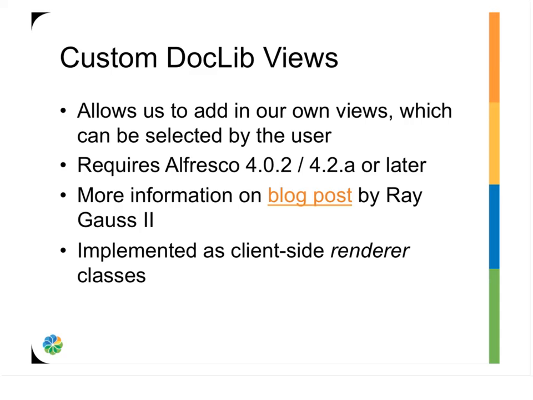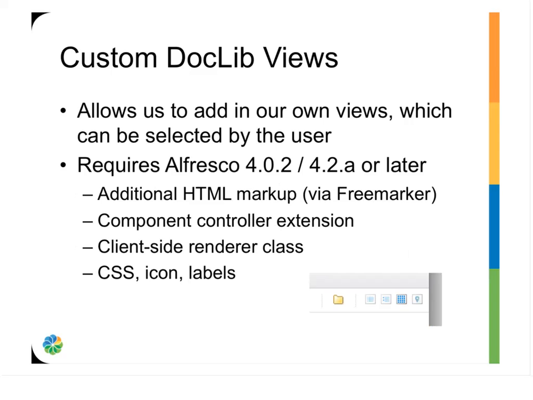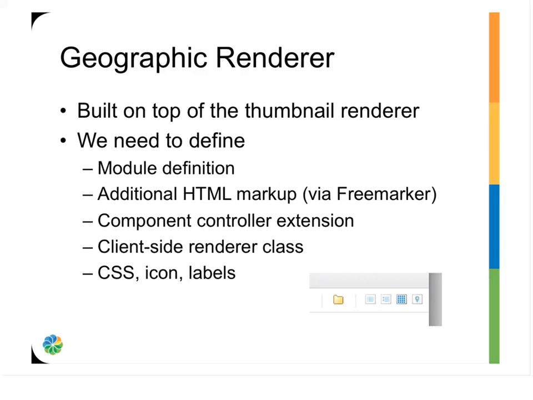On the implementation side of these document library views, the main thing that you need to provide is the client-side renderer class, or perhaps at least an instance of a client-side renderer class. So we'll see how that's done when we step through the example in a minute. Now, the geographic renderer that we're using to display this custom geographic view is actually built on top of the thumbnail renderer, and it was the thumbnail renderer that Ray was responsible for adding to Alfresco Share in the 4.0 Enterprise and 4.2 Community releases.